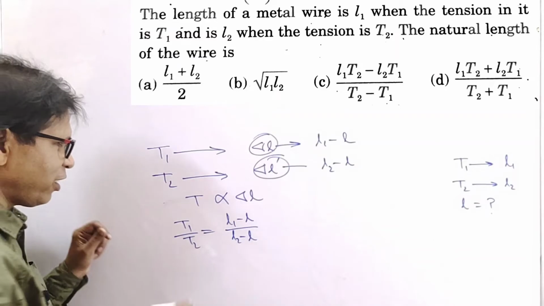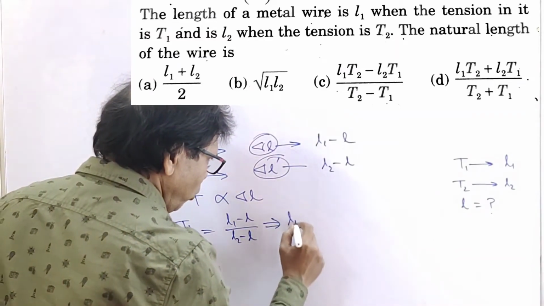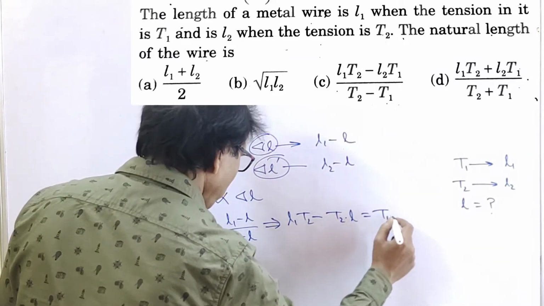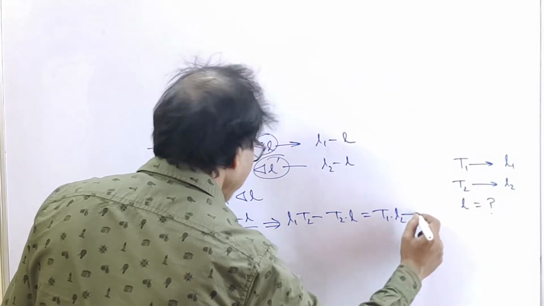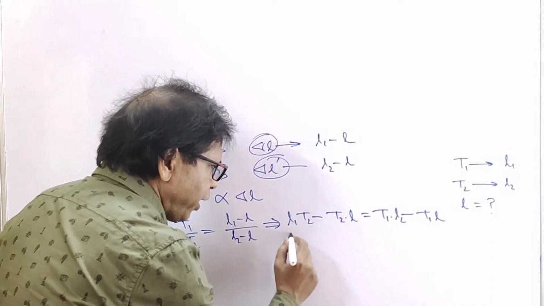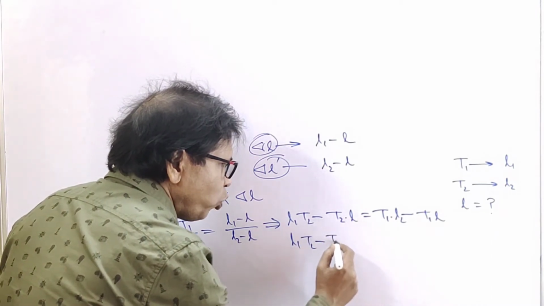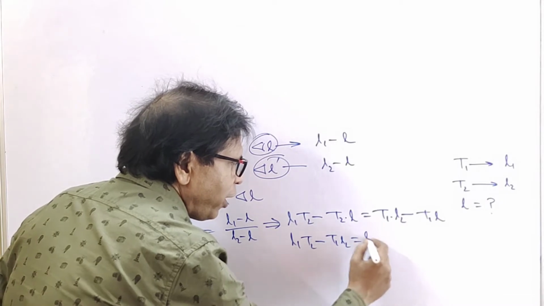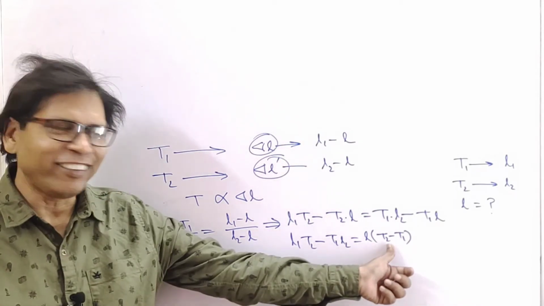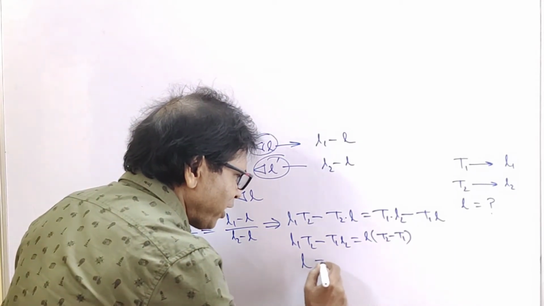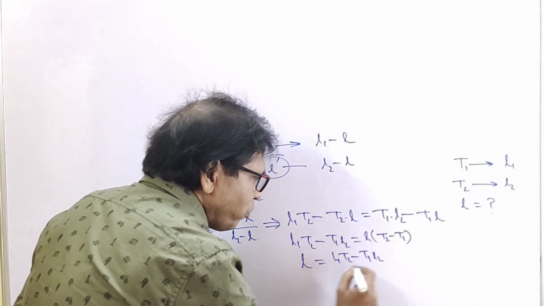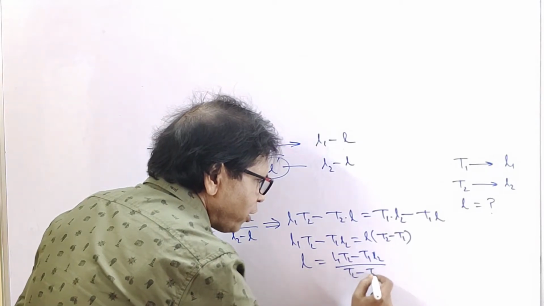Now cross multiplying, this is L1 into T2 minus T2 into L, which equals T1 into L2 minus T1 into L. Now this is L1 T2 minus T1 L2, which equals L into T2 minus T1. Understood? Therefore, L, the natural length, equals L1 T2 minus T1 L2, divided by T2 minus T1.